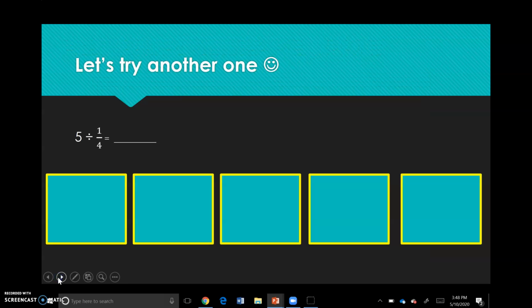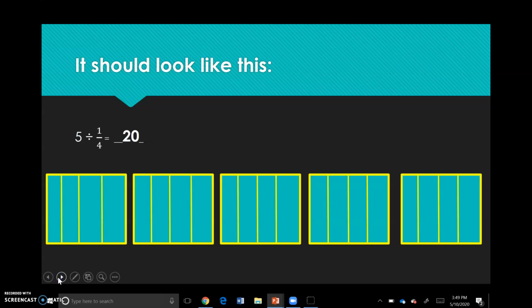So let's try another one. What if we had 5 wholes split into 1/4? So 5 divided by 1/4, we're thinking about each unit square being split into 4 pieces. How many fourths will we have altogether? Our answer should be bigger than what we started with, because we're taking each whole and splitting it into 4 equal groups. So how many will we have altogether? Hopefully you were thinking about 20. So 5 wholes split into 1/4 equals 20.